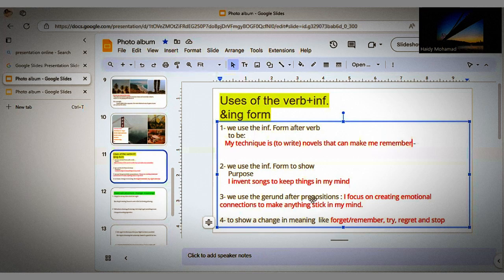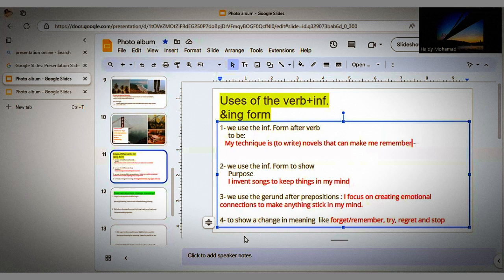Okay, let's go to the gerund form. First, once we see any preposition, the verb comes in the gerund. For example, I focus on creating emotional connections to make anything stick in my mind. To stick in my mind means to make it very clear in your mind. You can remember it clearly, you can remember all its details, so it sticks in your mind.